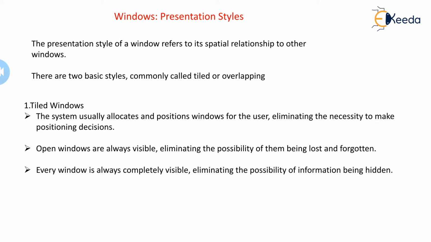Tiled windows are the first and oldest kind of window, adjustable in only one manner. The system fully allocates and positions windows for the user, eliminating the necessity to make position decisions. The open windows are always visible, eliminating the possibility of them being lost and forgotten. Every window is completely visible, with no hidden information.